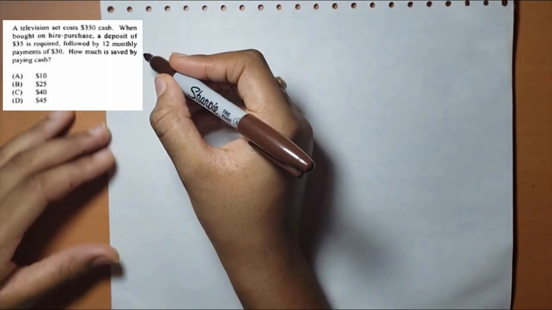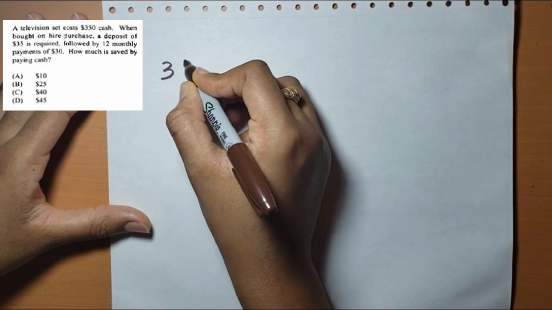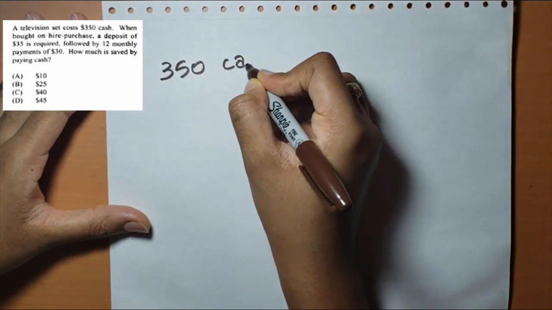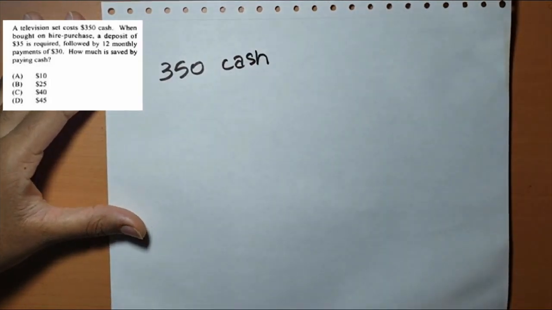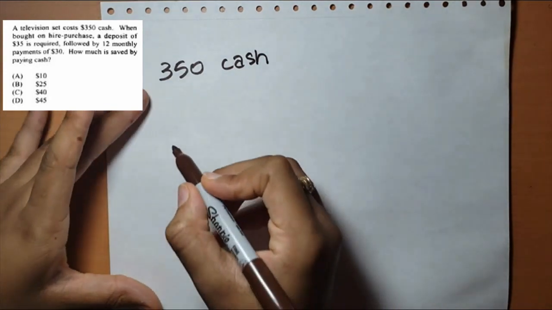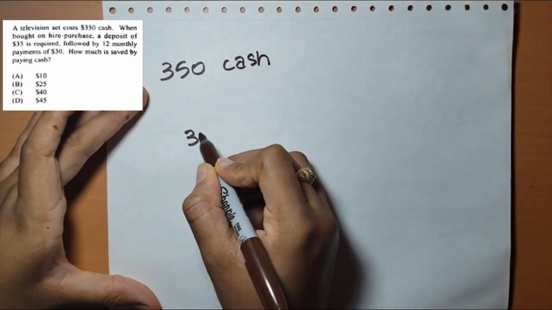Okay, so this one we're working with hire purchase. Everyone's supposed to know what hire purchase is. If you go to Courts and buy a mattress or you buy a settee and you don't have all the money, you can go on hire purchase and pay them in installments. You can pay them a little bit a month, but it's cheaper to go by cash always. So you have a television set and it costs $350 in cash. Now if you go by hire purchase, you have to pay a deposit of $35.